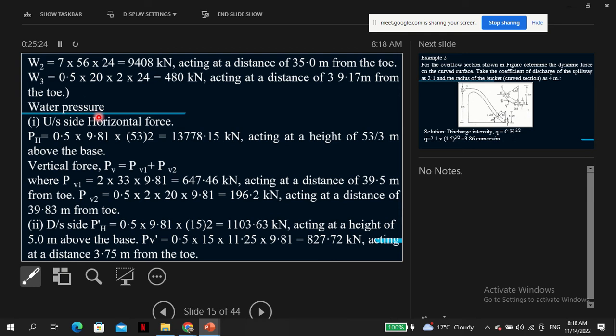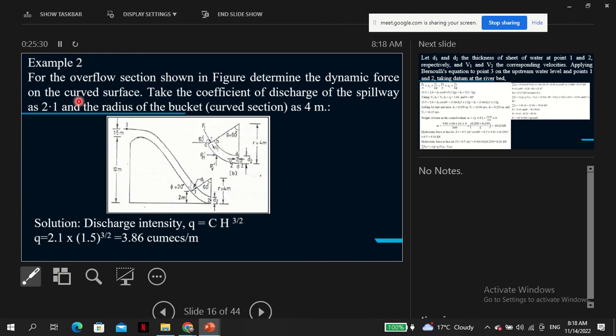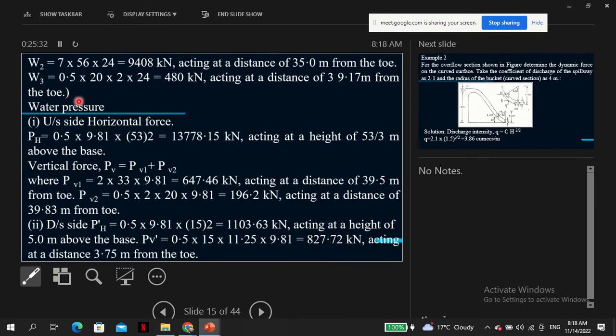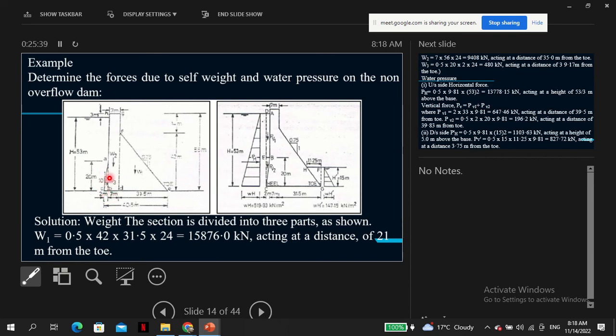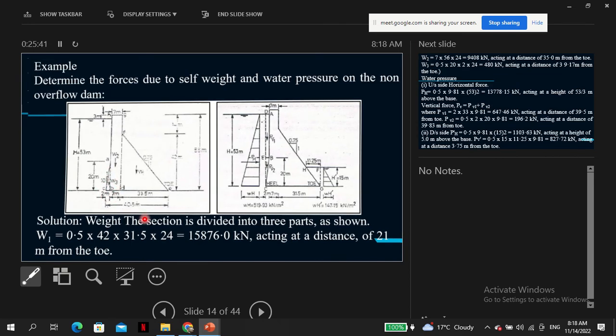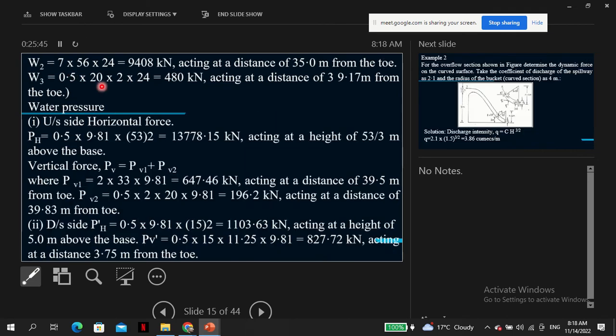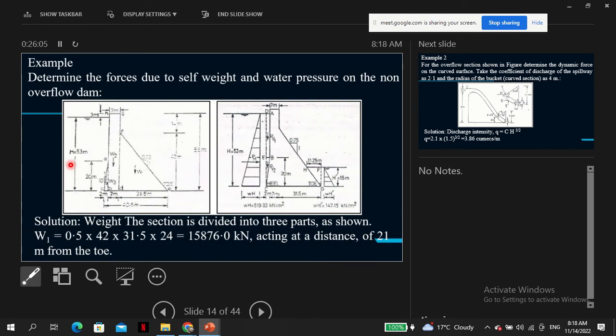Then weight 3. I'm just following along so you can see how we get this. Weight 3 is just the area of this small section, which is basically a half times base times height, times the unit weight, acting at 39.7 meters from the toe. I think that is fairly straightforward. And then the horizontal force is, of course, a half times the unit weight of water times the height squared. You can see there the height is 53.